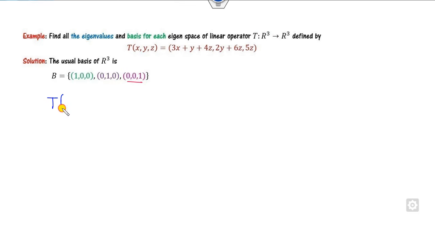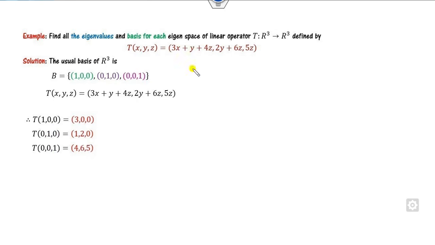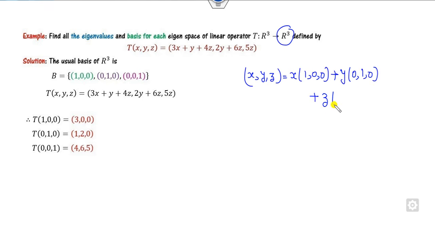Then what you can do? You can find the values of this (0, 1, 0). You can find this value as here. Fine. So (1, 0, 0), if you substitute here, it will be (3, 0, 0). Similarly, you can write for this. Now you have to take any element of this. What is that? (x, y, z). So can I write this element in terms of the standard basis? I can write this as x(1, 0, 0) plus y(0, 1, 0) plus z(0, 0, 1).